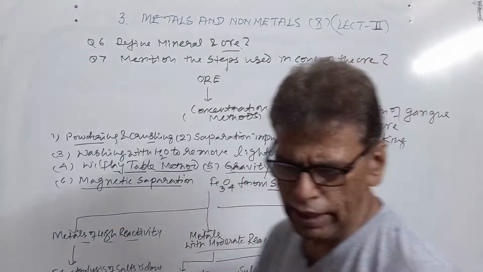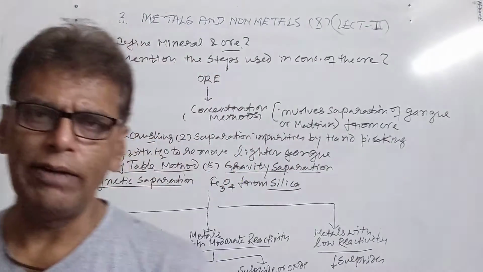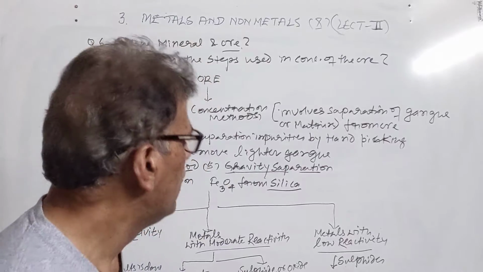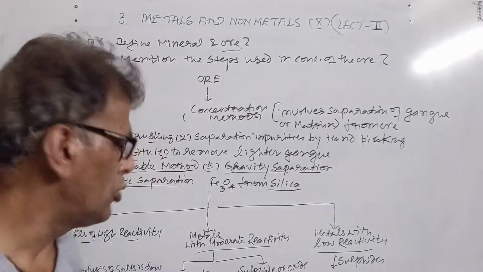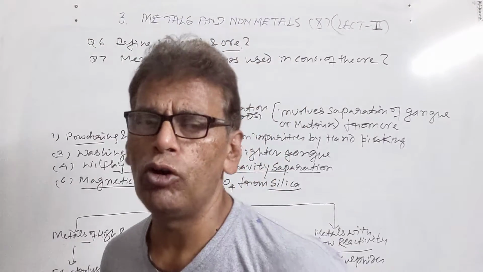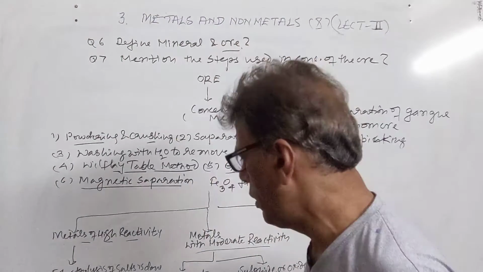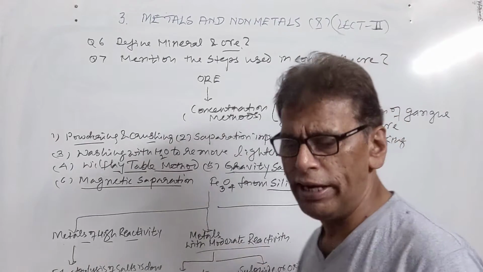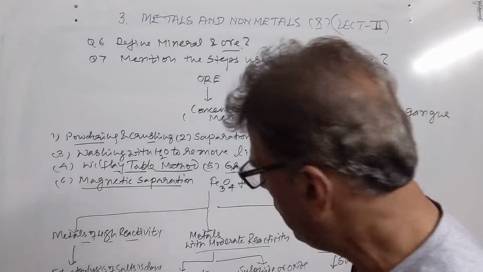So here we have the three types of metals which are extracted. The metals of high reactivity are produced by electrolytic extraction, and then the metal so obtained is refined electrically. There are a number of techniques of refining. Then we have metals with moderate reactivity, which have medium reactivity.